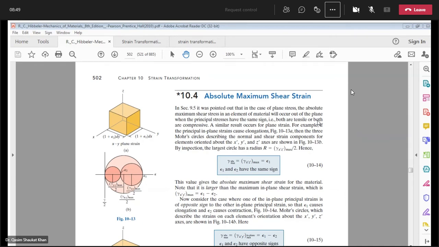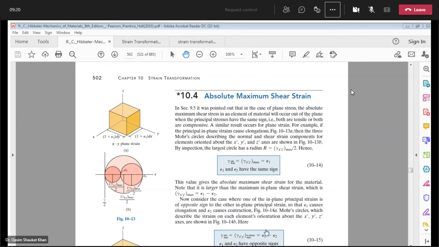So today we are going to study two topics. One is absolute shear strain, which will be very much similar to the absolute shear stress. And the second topic is strain rosette. Strain rosette is basically a technique, so I will discuss the strain rosette once we study that. So let's start with today's lecture.